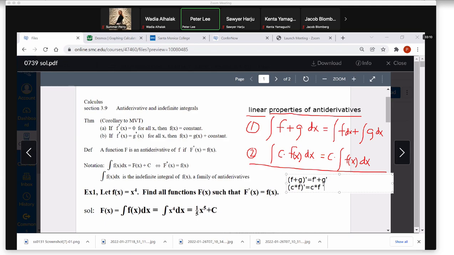That's f prime. Then these are the two linear properties of differentiation, the linear property of the derivative. So the derivative is what we call a linear operator, and the integral is also called a linear operator.